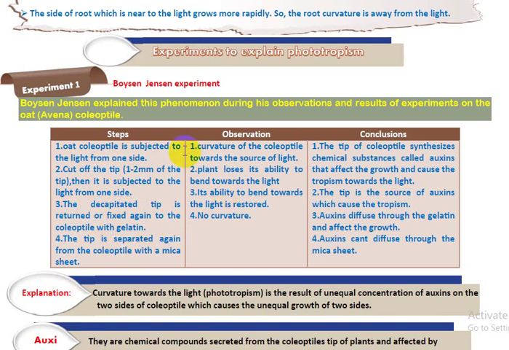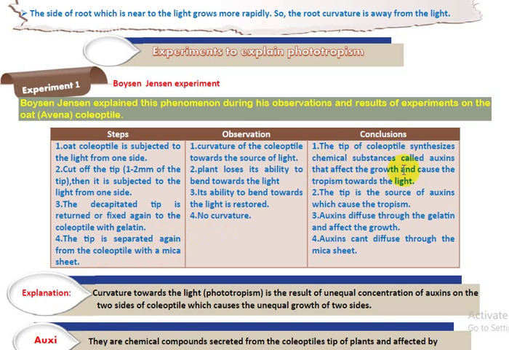Observation. First, the curvature of the coleoptile towards the source of light, so the stem is positively phototropic. Second, the plant loses its ability to bend towards the light. Third, the ability to bend towards the light is restored, meaning that the plant bends towards the light. Fourth, no curvature when the scientist inserted a mica sheet.